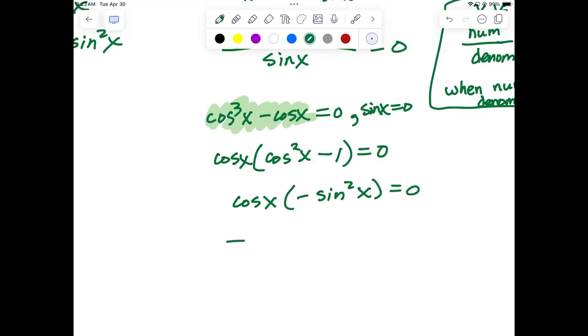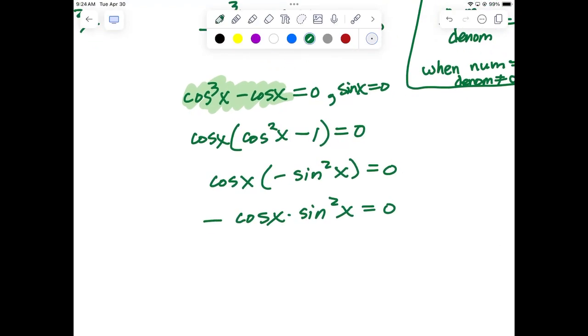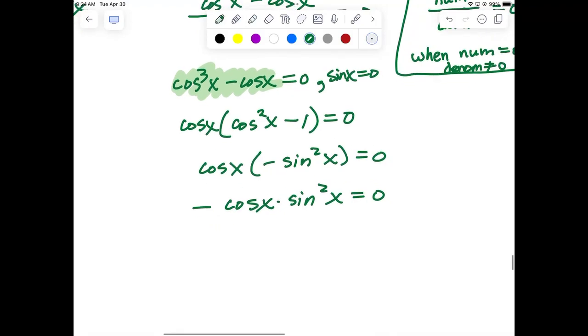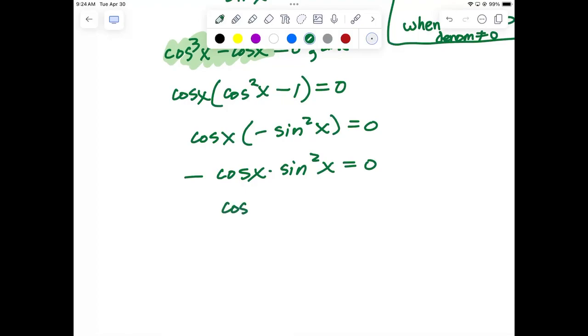Now, if I pull that negative out front, I get negative cosine of x times sine squared of x equals 0. Can I multiply both sides by negative 1 to get rid of it? Is it legal to multiply both sides by negative 1? Yeah. So now I just get cosine of x times sine squared of x equals 0, and I have it completely factored. Guess what I do now? I set both factors equal to 0. So cosine of x equals 0 or sine squared of x equals 0.